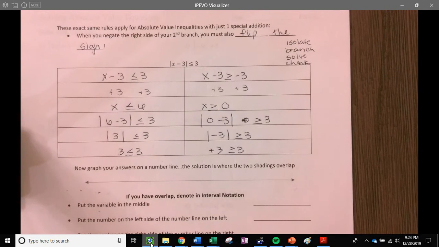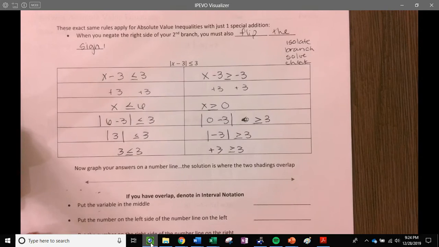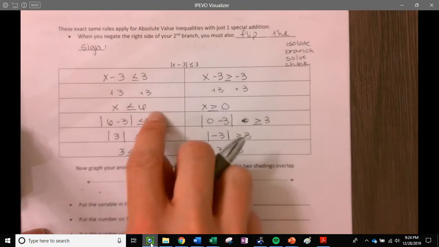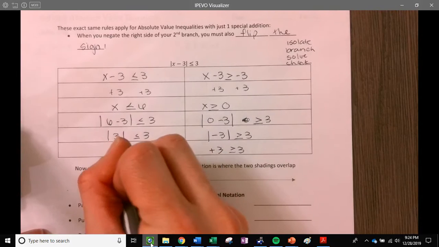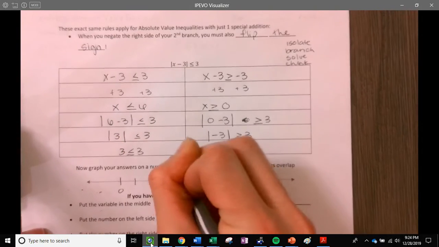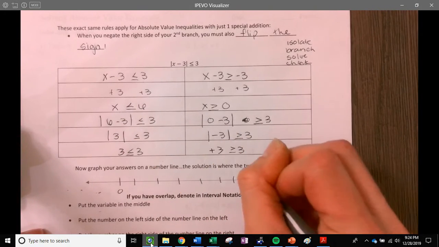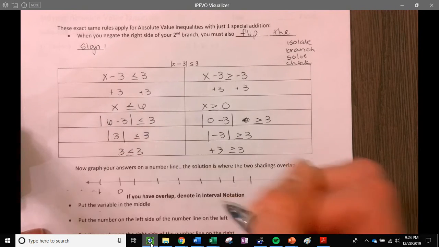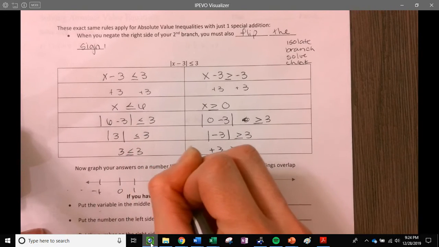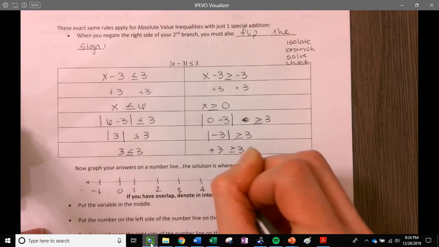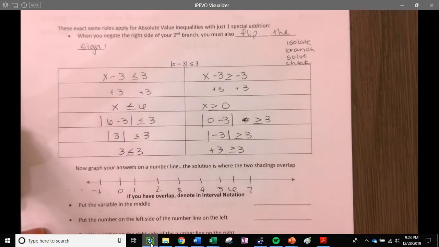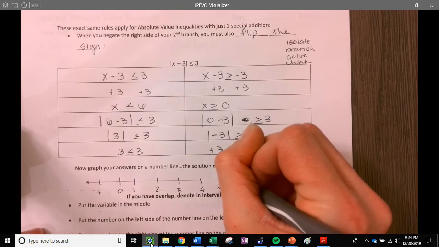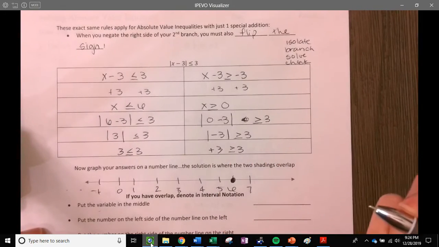the two shadings overlap. Okay, so we're going to shade x is less than or equal to 6 and x is greater than or equal to 0. I'm going to start down here, 0, 1, 2, 3, 4, 5, 6. And I'll even put negative 1 and 7 on here just for good measure. So x is less than or equal to 6. We put a closed circle on 6.